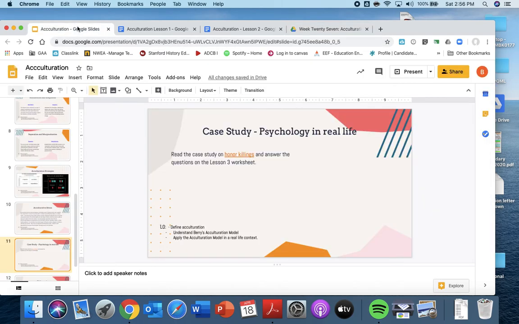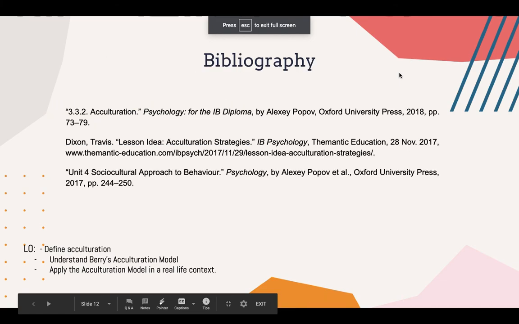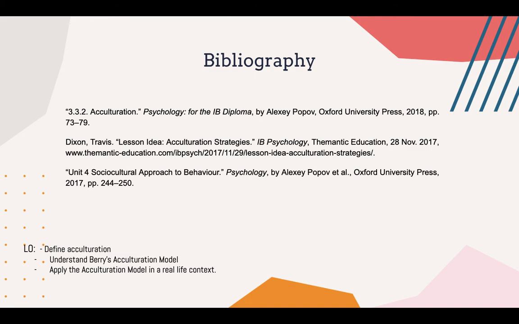All right then, and just so you see that we also do MLA citations, I've added my bibliography at the end, so you can see what I've used to come up with this lesson. If you have any questions about this lesson or any of the worksheets, please talk to your teacher, and they can help you through it.